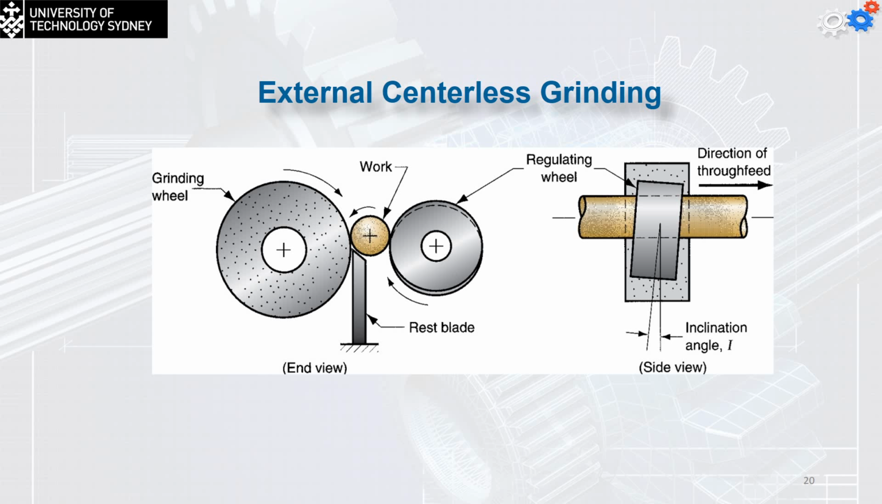Also, we again have the external centerless grinding. That means that the part is not going to be supported from the ends. Simply, we are going to leave it between the grinding wheel and the regulating wheel, which is going to hold it from the other side and push it toward the grinding wheel. Okay, this one is called the external centerless grinding process for these cylindrical shapes.